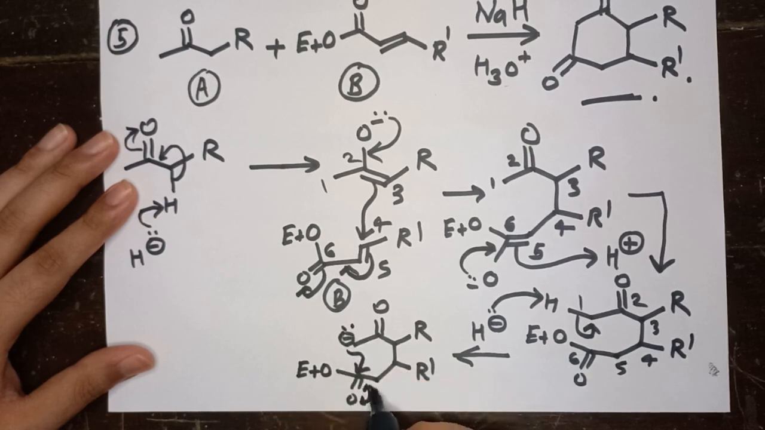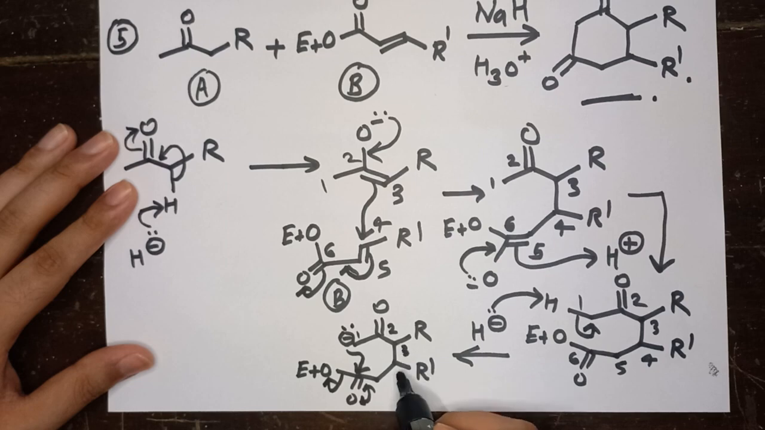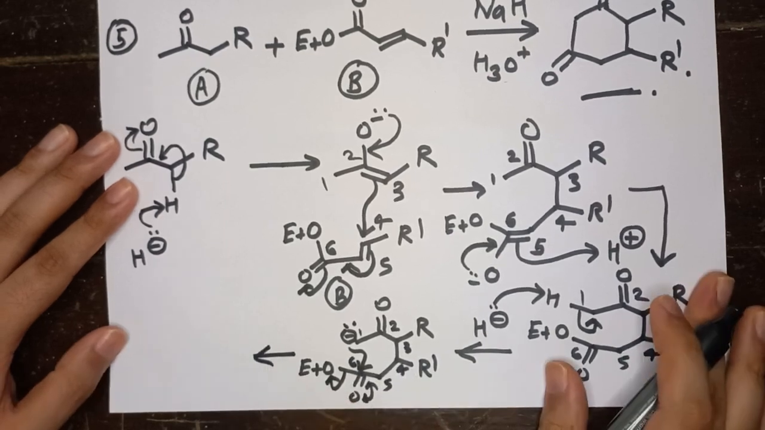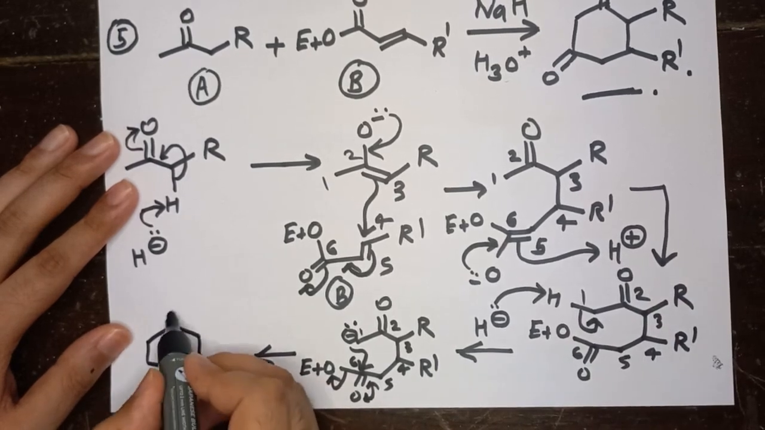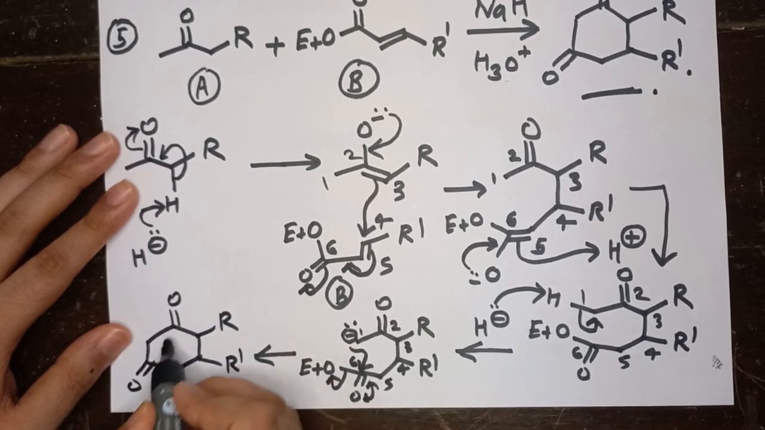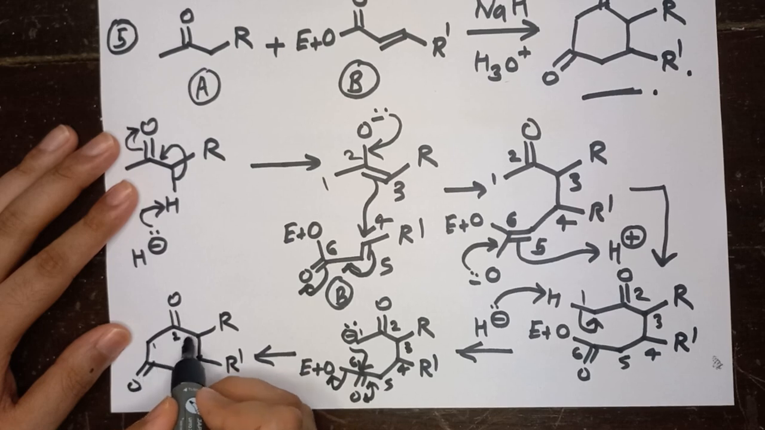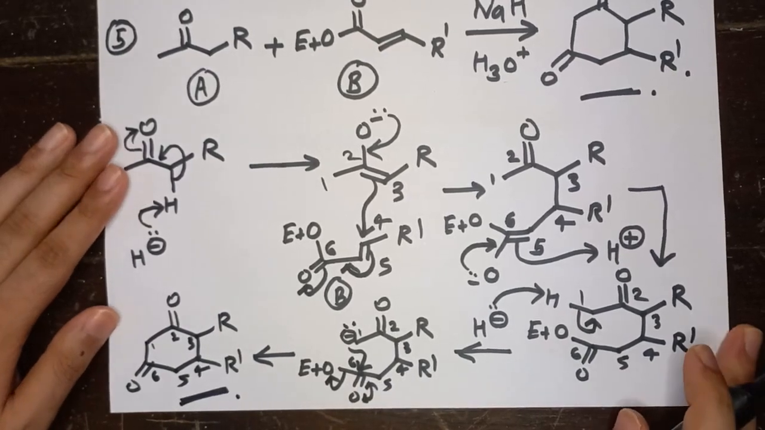Through conjugation with oxygen, this OEt group is going to leave, and now we have formed a 6-membered ring. 1, 2, 3, 4, 5 and 6. Basically you have generated the product. Okay, so this is 1, 2, 3, 4, 5 and 6. So this is the product, and this is the mechanism for this reaction.